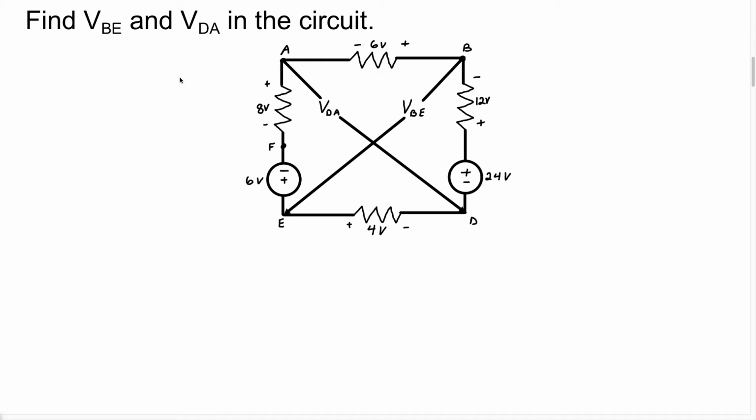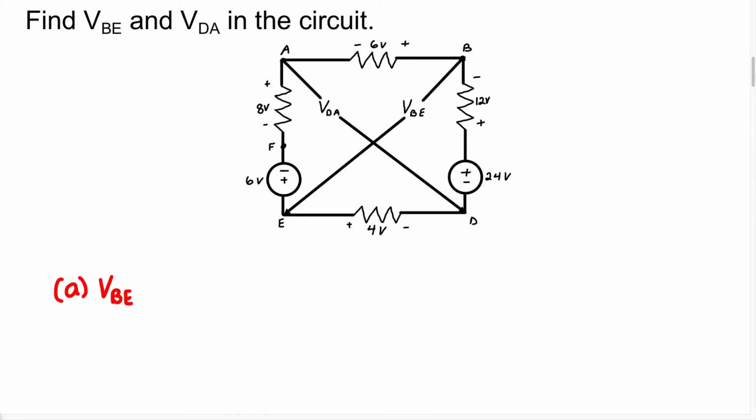In this video, we're going to solve some problems using Kirchhoff's voltage law. Now the question reads, find VBE and VDA in the circuit. So they give us a circuit diagram and they want us to find the voltages across the points BE and across the points DA. Alright, so let's start with the first one, VBE.